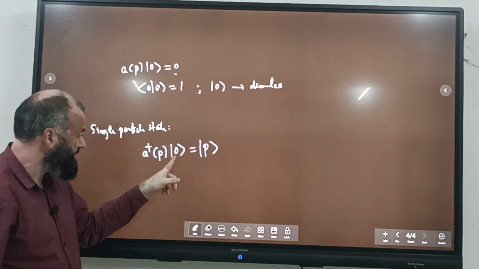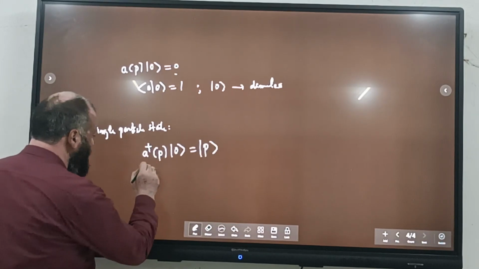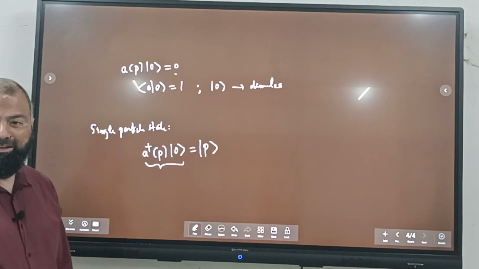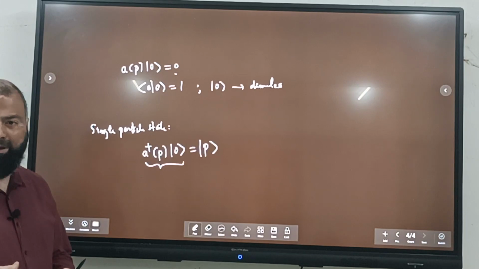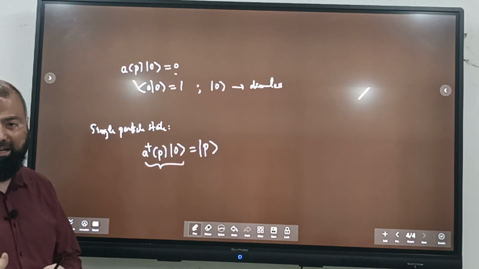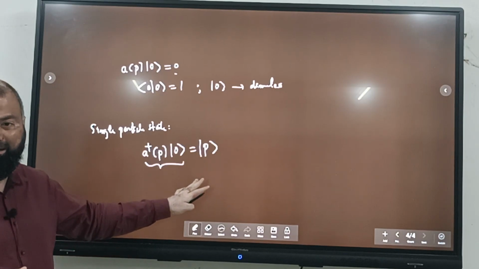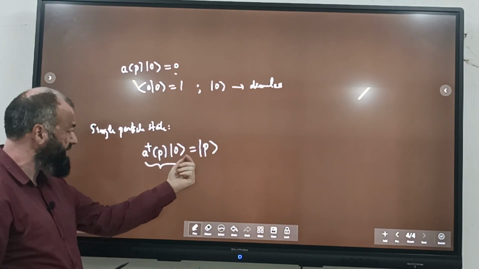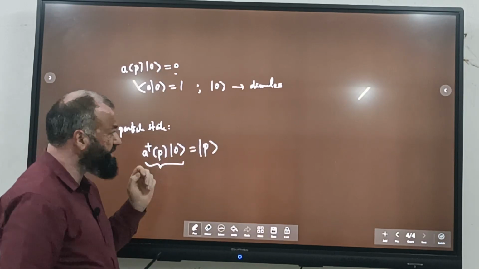Now let's check the dimension. I have started with the vacuum, which does not have a dimension. Physically, if you are creating a quantity from a dimensionless quantity, it should also be dimensionless. But that's not true here. So if I know the dimensionality of this very state, it gives me the dimensionality of this ket state P. Clear?